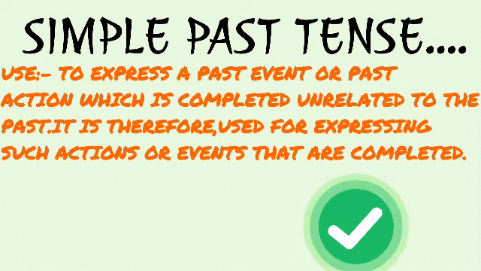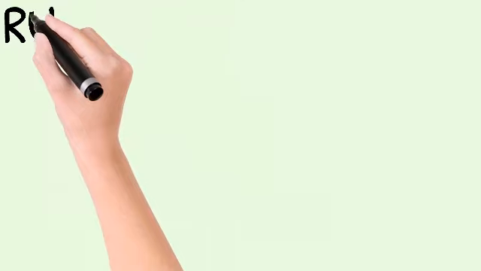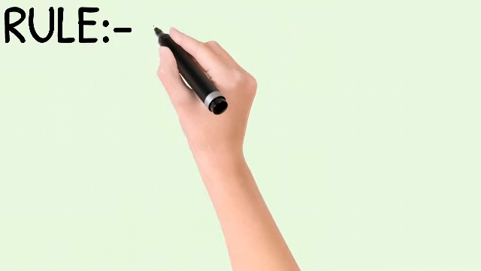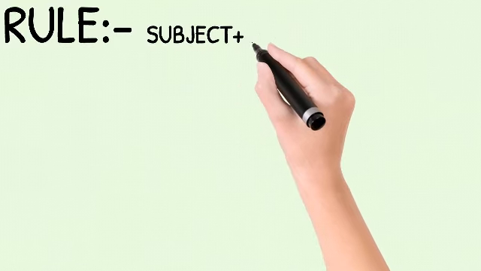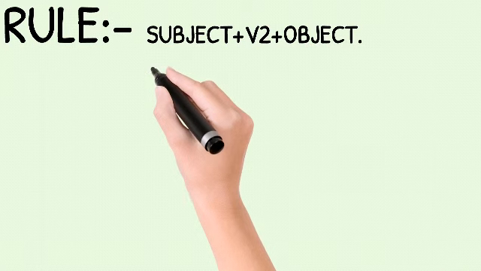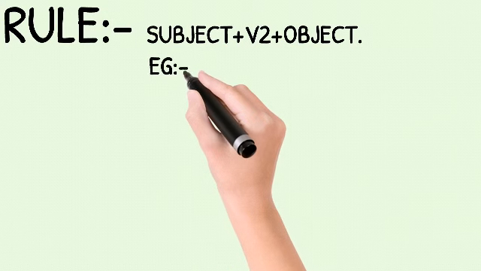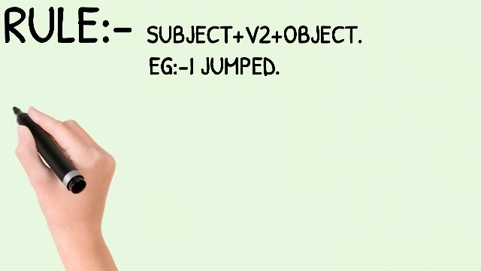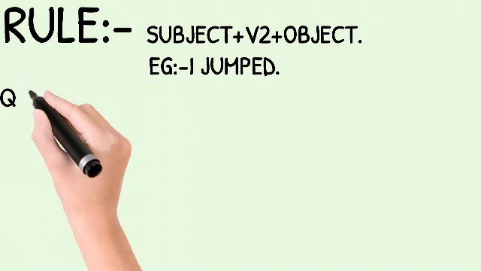Okay. So let us now look at the rule for it. It has the same rule for singular, plural, I and you. So the rule is subject plus V2 plus object. We will be using V2 because for past events we denote it with V2. Example, I jumped. It doesn't have any connection with your present or future. You jumped or I jumped.